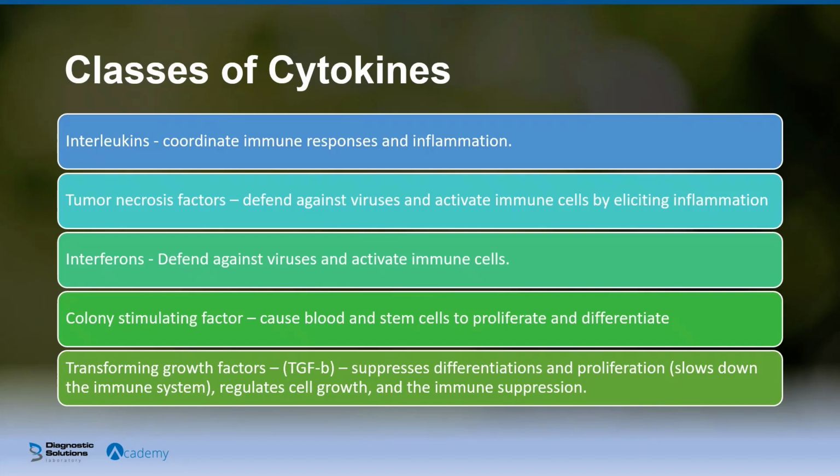Currently, there are 5 different classes of cytokines. Interleukins coordinate immune response and inflammation. Tumor necrosis factors, or TNFs, defend against viruses and activate immune cells by eliciting an inflammatory response. Interferons defend against viruses and activate immune cells. Colony-stimulating factors cause blood and stem cells to proliferate and differentiate, and then transforming growth factors, or TGF-beta in particular, suppress differentiation and proliferation, like they slow down the immune system and they regulate cell growth and immune suppression.